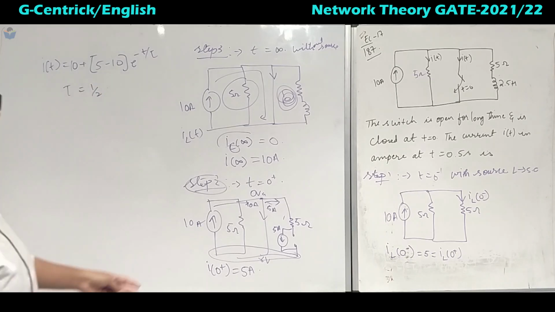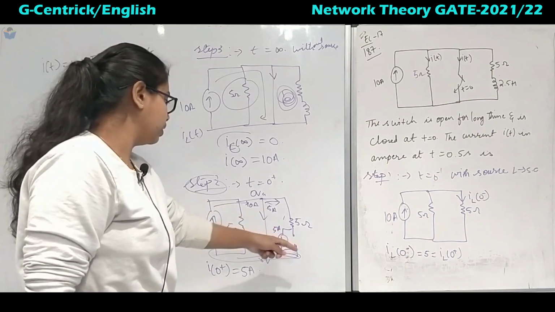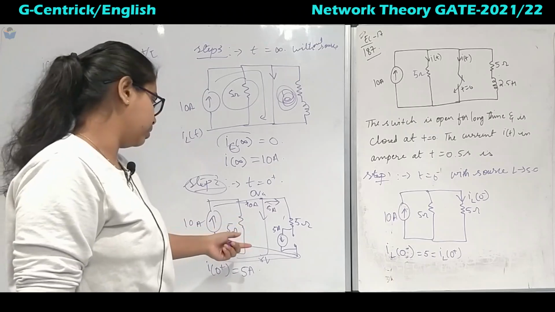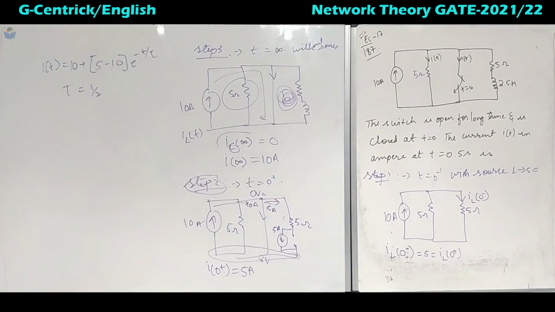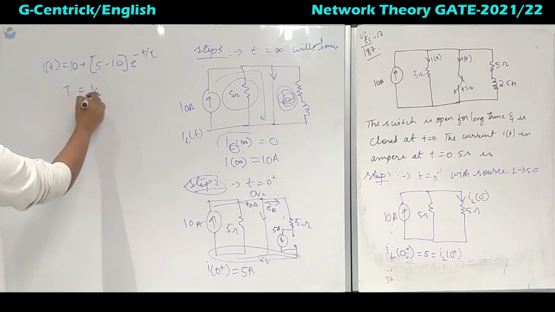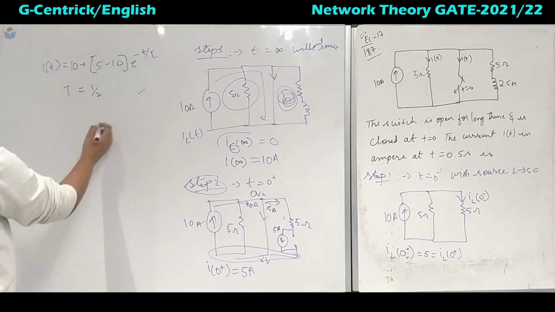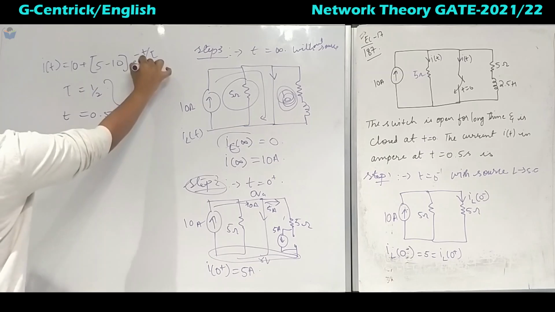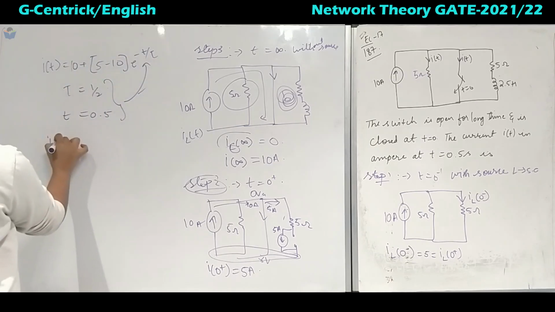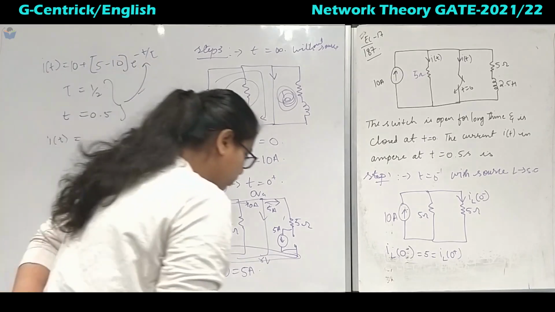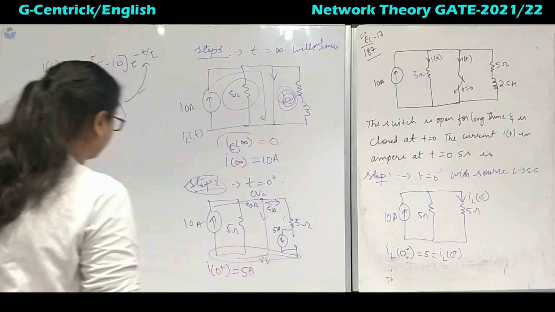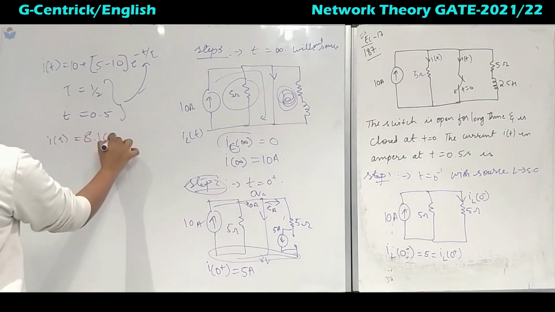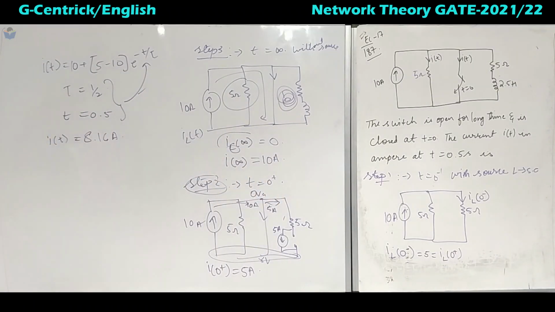Just calculate it here from this circuit. It will be L by R, so you will get 1 upon 2 as the time constant tau. Substitute in this, and also they have asked to analyze at 0.5. So put both these values here, you will get the answer of I of t, which will be equal to 8.16 amperes. Okay, so this is the answer for this question.